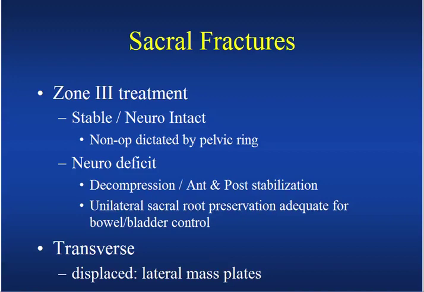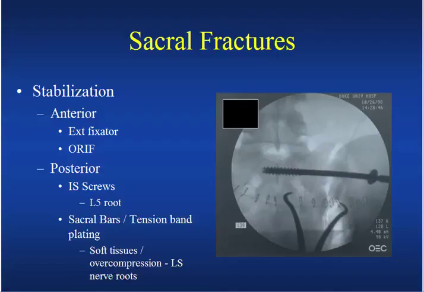Transverse fractures that are displaced need to be treated with lateral mass plates, again, commonly with fixation into the lower lumbar spine. So sacral fractures, anterior injuries can be managed with an anterior external fixator and ORIF. Then the posterior injuries can be treated with iliosacral screws. Again, beware the L5 nerve root. You can also use sacral bars or tension band plating.